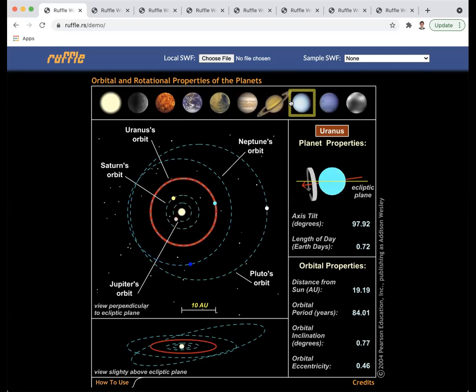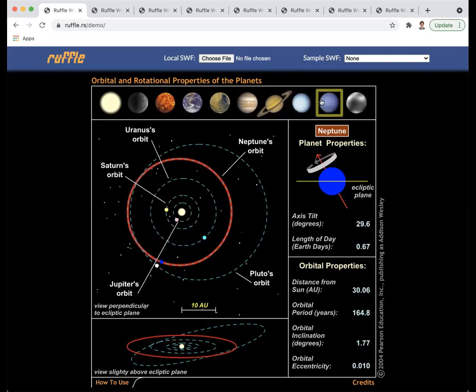Uranus, 97 degrees. We don't really know why. We think that it's because of a massive collision that it had with another planet before. But it is still rotating faster than Earth, 72, so it's less than 1 day on Earth. Neptune, 0.67 Earth day, and the axis tilt is 29 degrees.